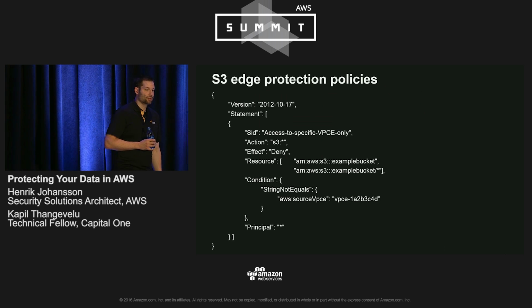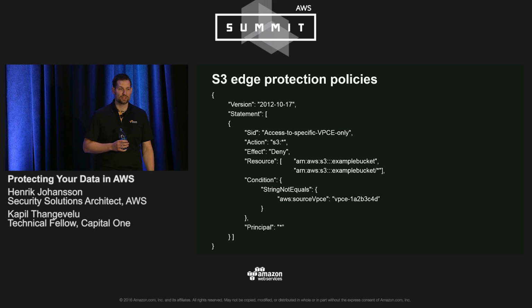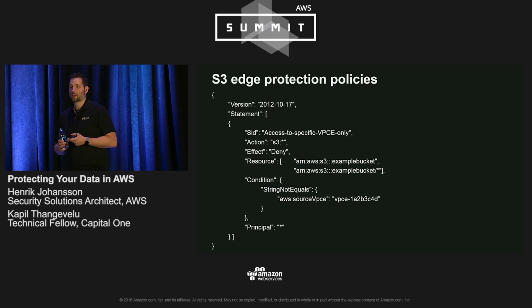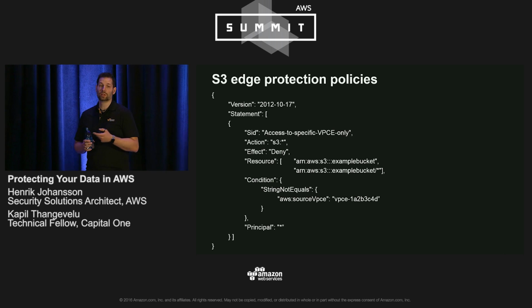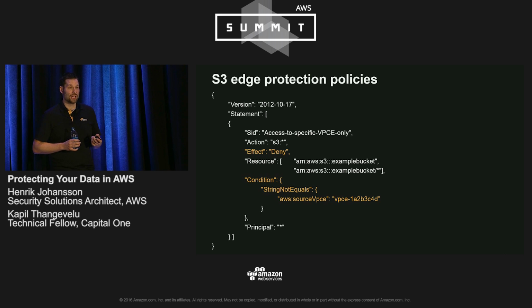There's a couple of tricks you can do on the edge protection. So let's say that you want to limit access to your S3 bucket to only your own services running inside the VPC. Instead of using only IAM policies to decide who can access it, you can also set up a policy saying that if you don't connect through this VPC endpoint, I will not allow access.